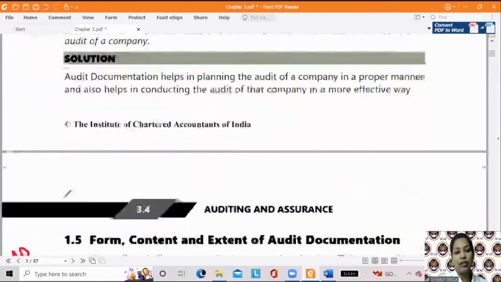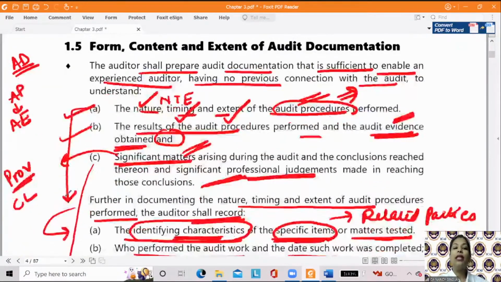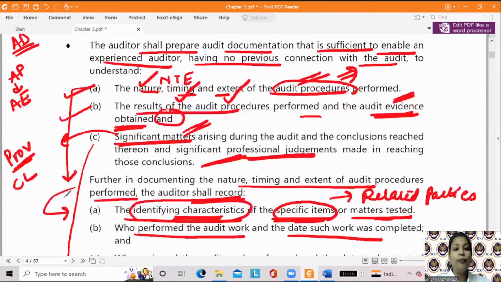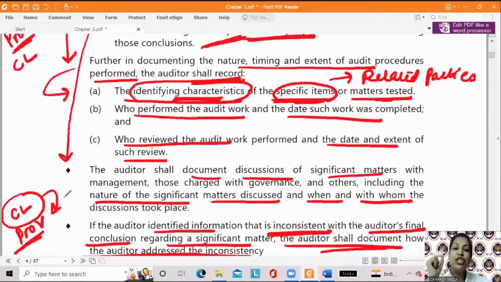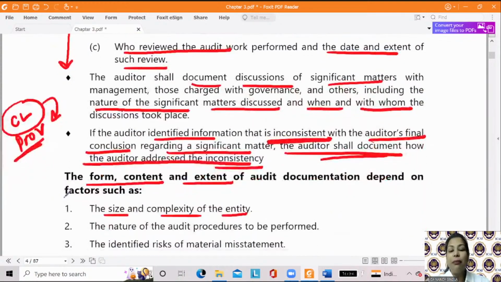So form, content and extent of audit documentation should be such that it should enable an experienced auditor having no previous connection with the audit to understand NTE, nature, timing, extent of audit procedures performed, results of audit procedures and the audit evidence obtained, and significant matters and the professional judgment being applied. NTE of audit procedures say auditor shall record what? Identifying characteristics of specific items, who performed the audit work and the date, who reviewed the audit work and the date and extent.